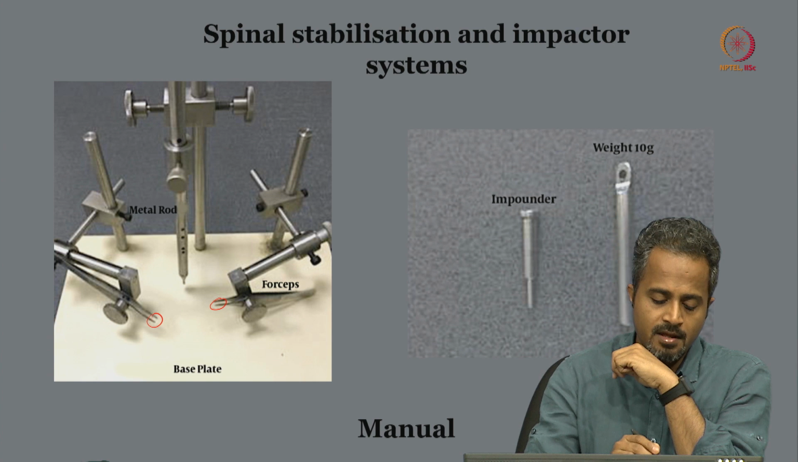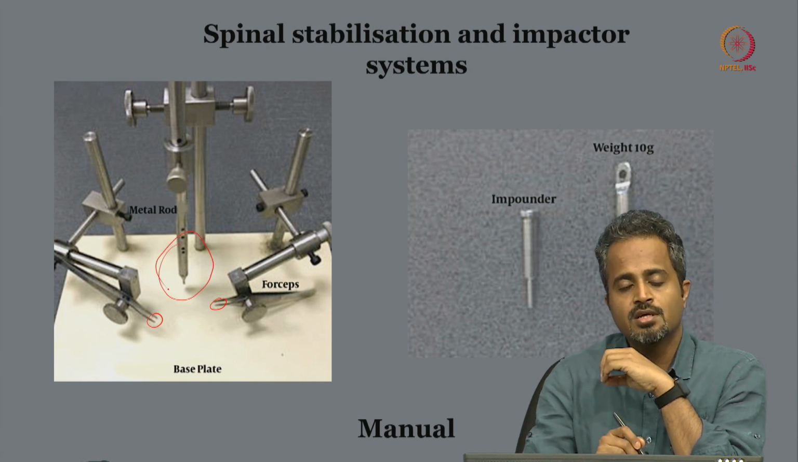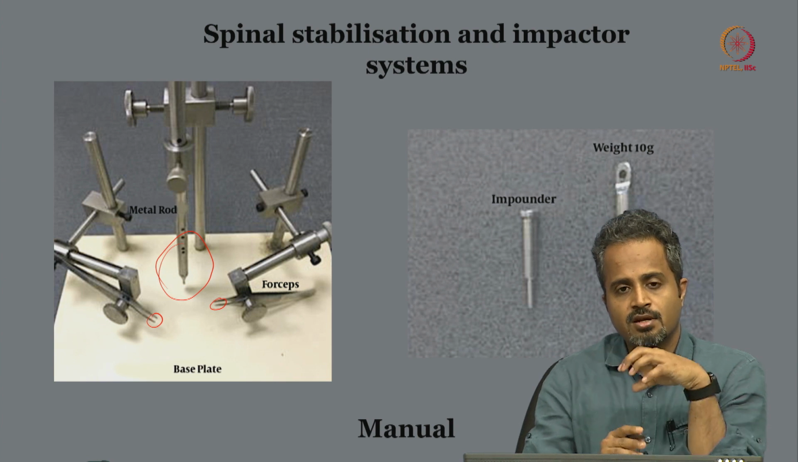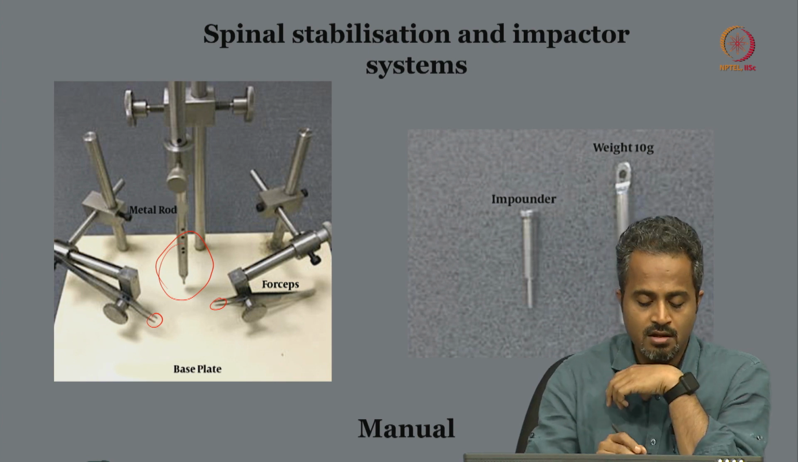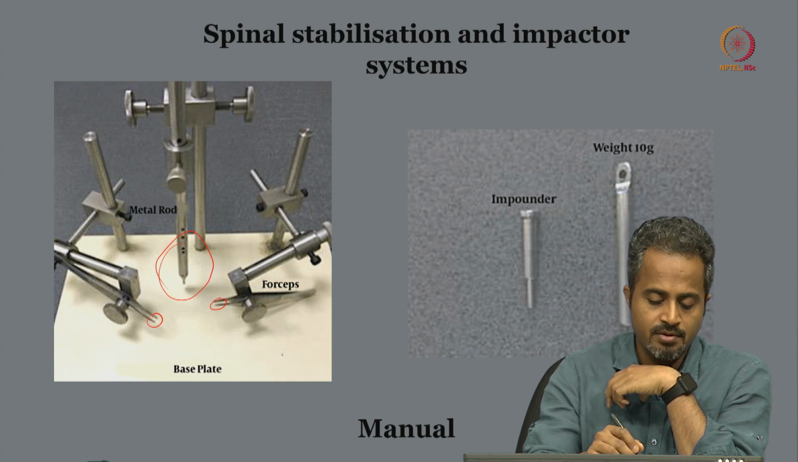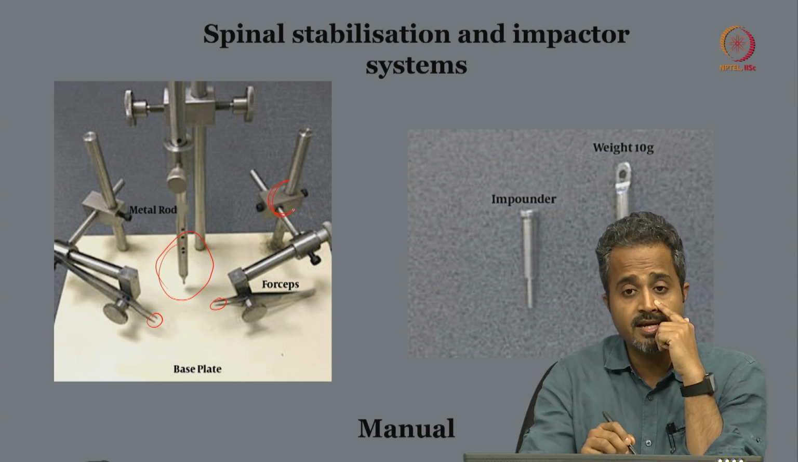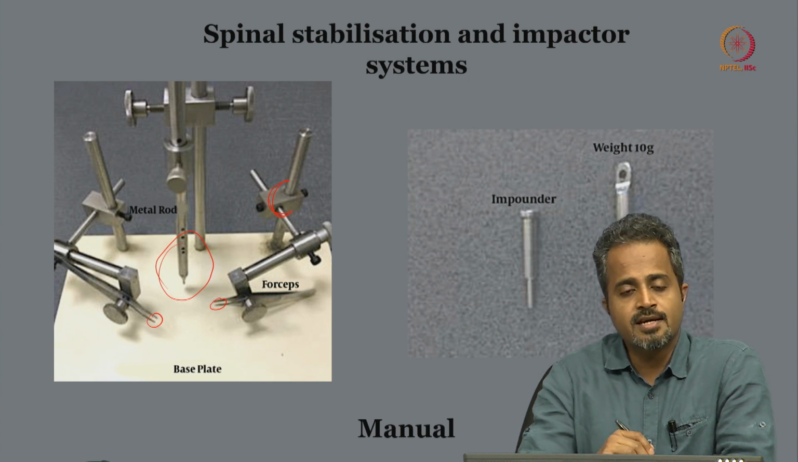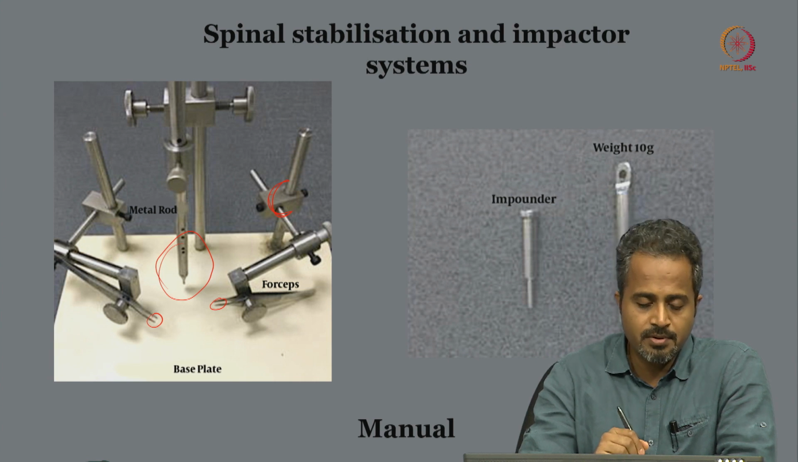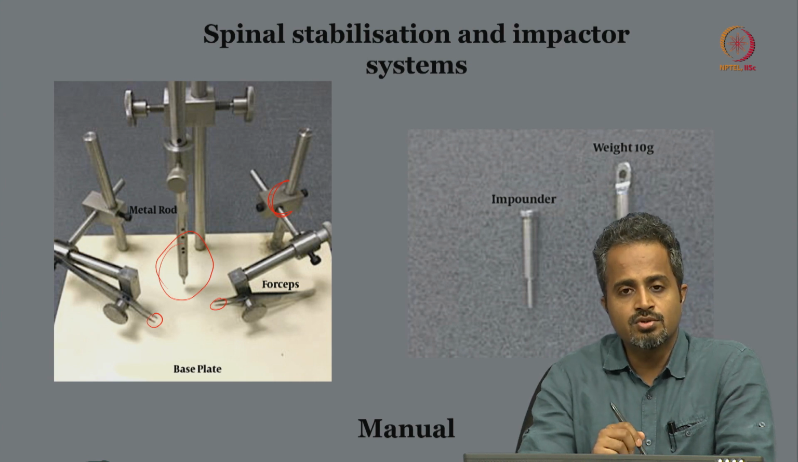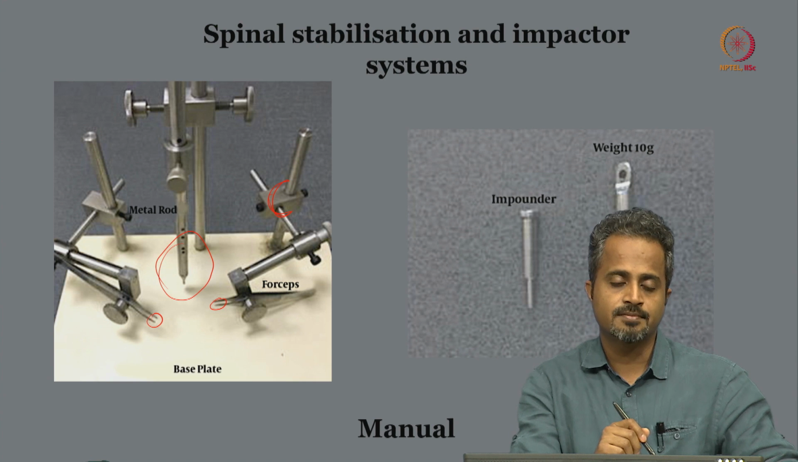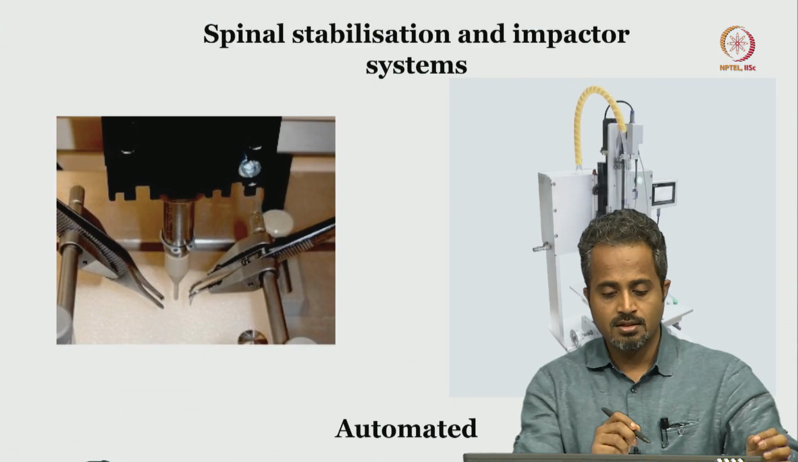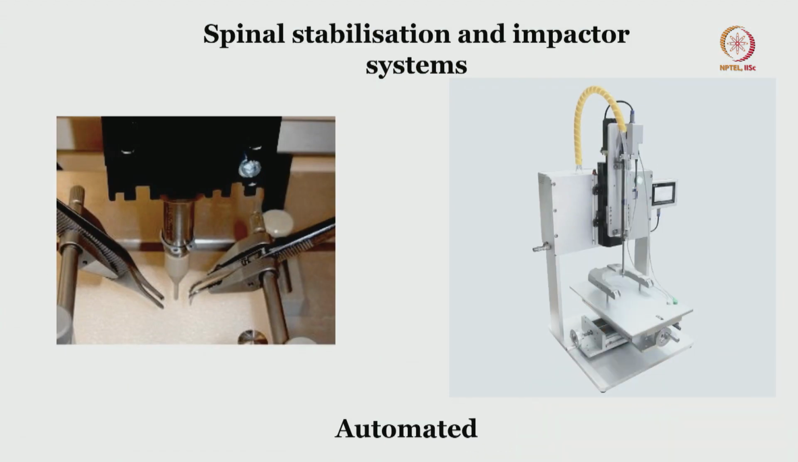But here the impounder is blended into the entire stabilization system. So it is like one system wherein there is a fixation which can be moved freely in different directions and axes, so that irrespective of the size of the rodent that you are handling, be it a mouse or a rat, this particular system can be used to stabilize the spinous process. So this is the automated impactor system.